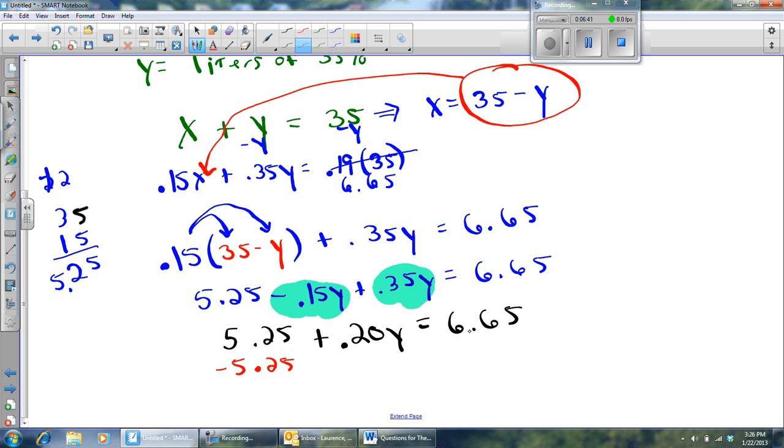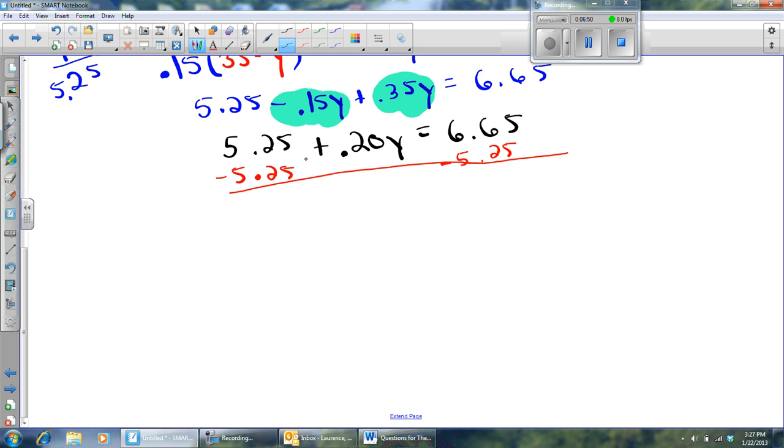5.25 minus 5.25, and I'll end up with 0.20y equal to 1.4. So I'm going to divide by 0.2, divide by 0.2, and yeah, y is going to equal 7.